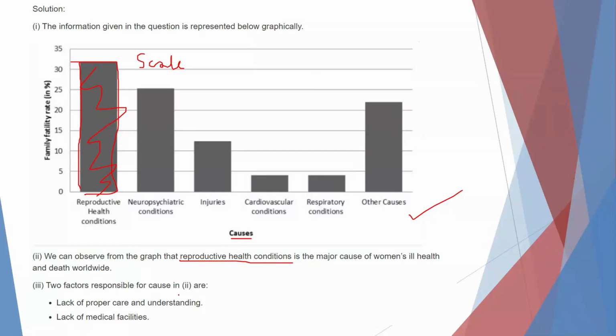Now, two factors responsible for the cause in part 2, which is reproductive health conditions, are lack of proper care and understanding and lack of medical facilities. These are just critical thinking questions. If you're good in science, you can go ahead with that.